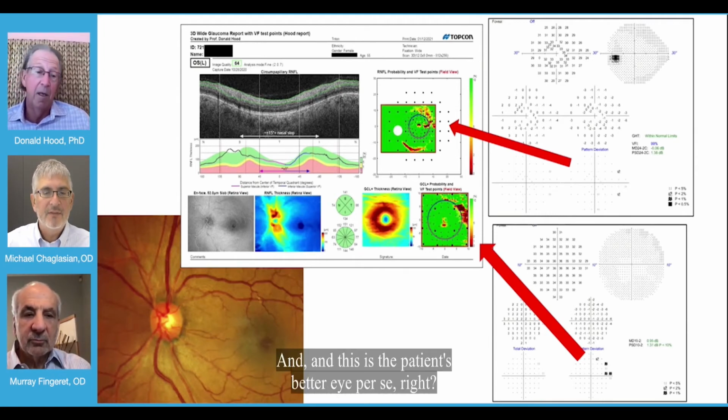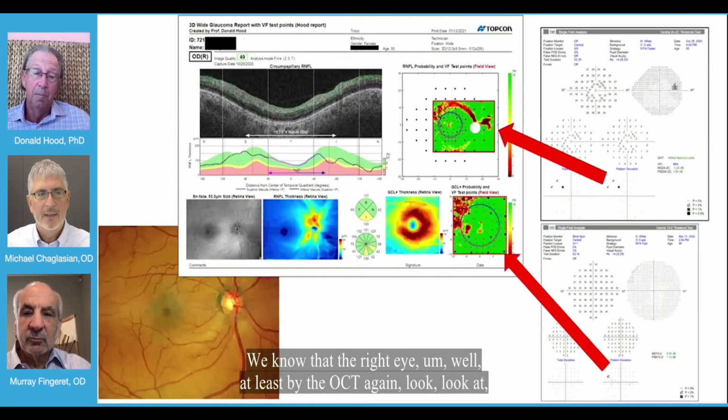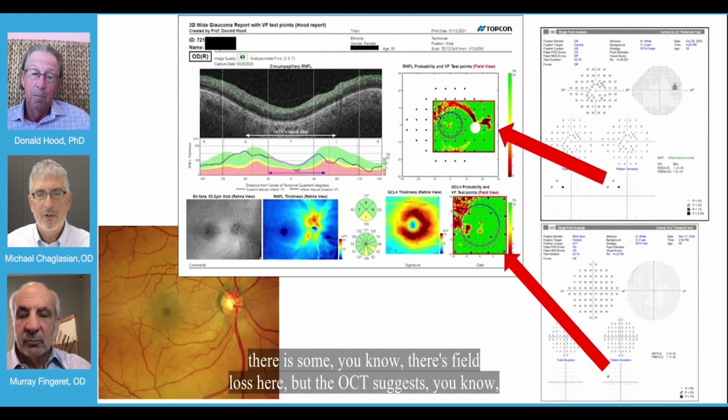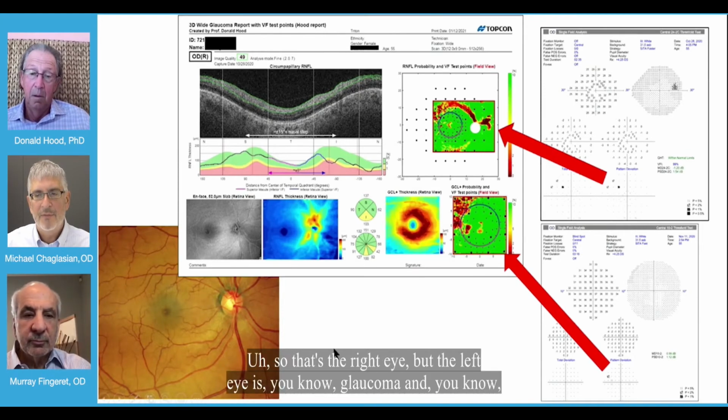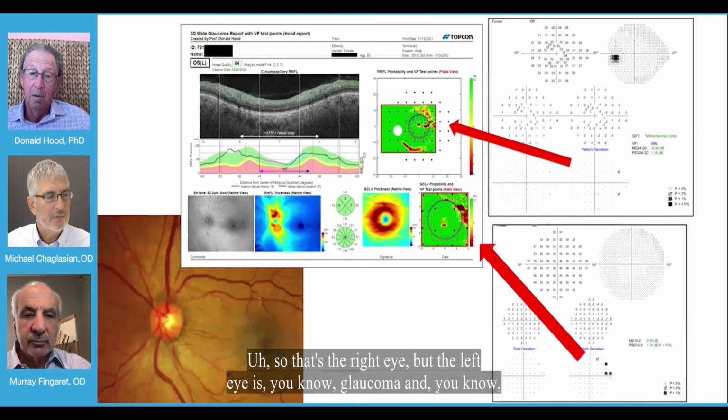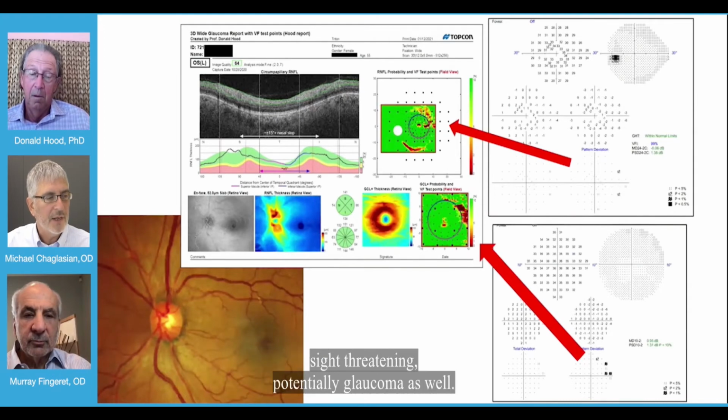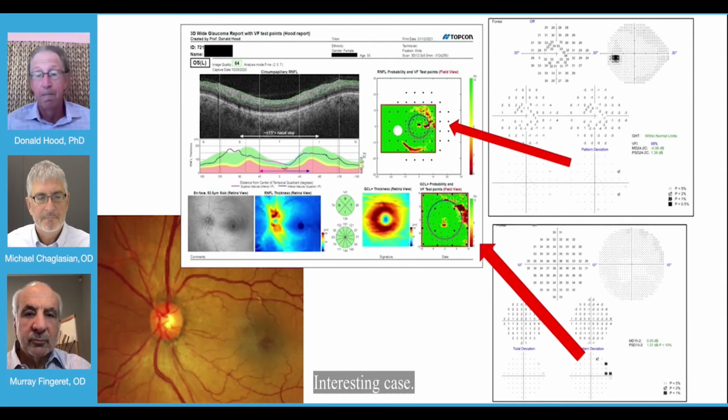Right. And this is the patient's better eye per se, right? We know that the right eye, at least by the OCT, again, there is some field loss here, but the OCT suggests quite a bit of damage. We can see it on the color photograph inferotemporally. So that's the right eye. But the left eye is glaucoma and potentially sight-threatening glaucoma as well. Yeah, interesting case. Great.